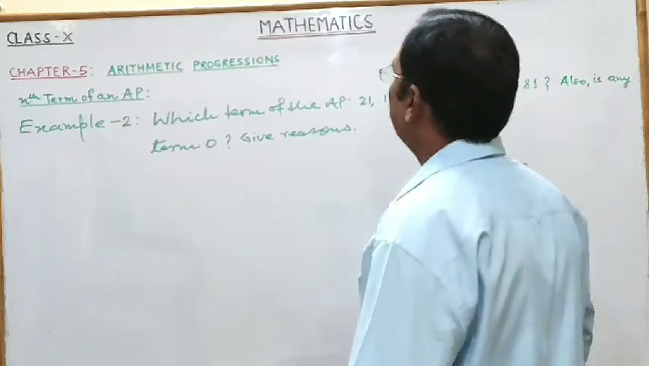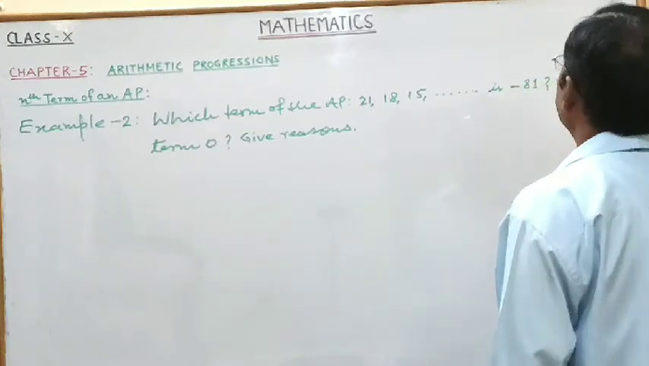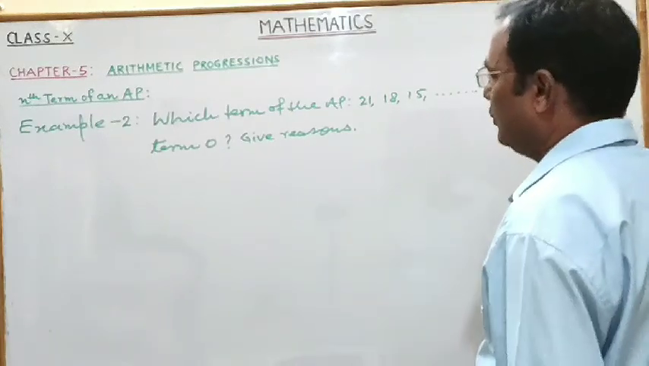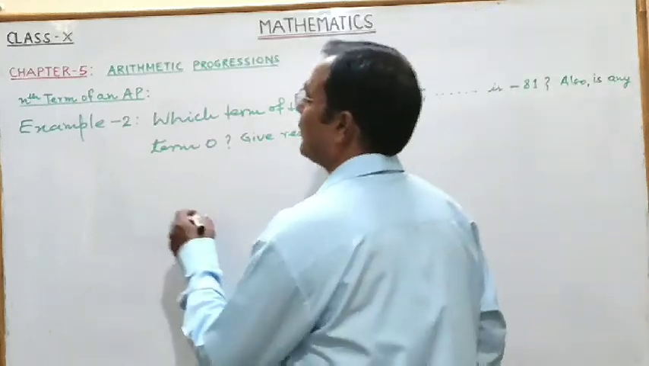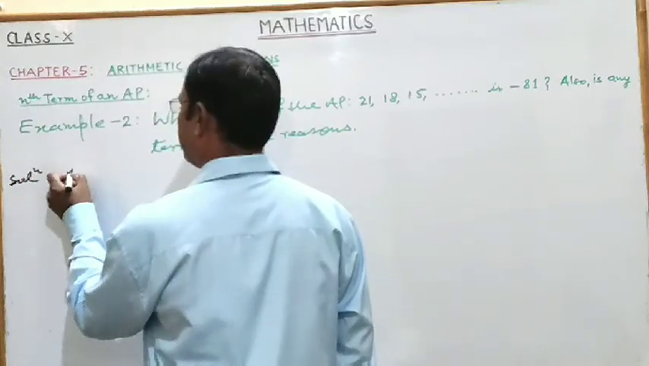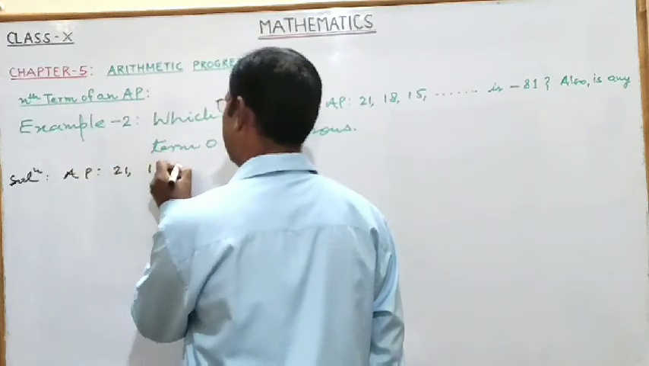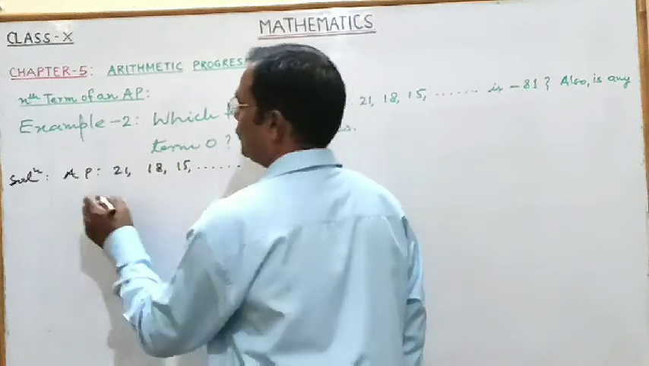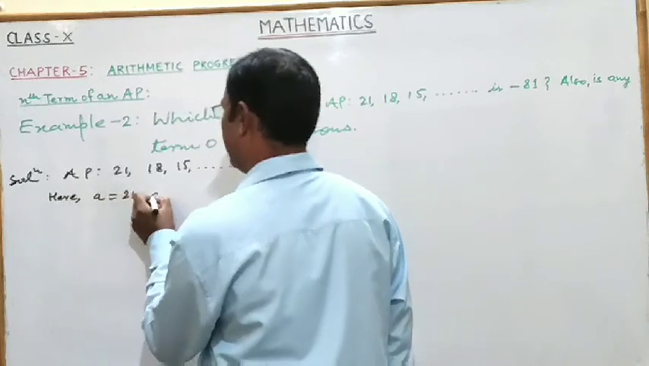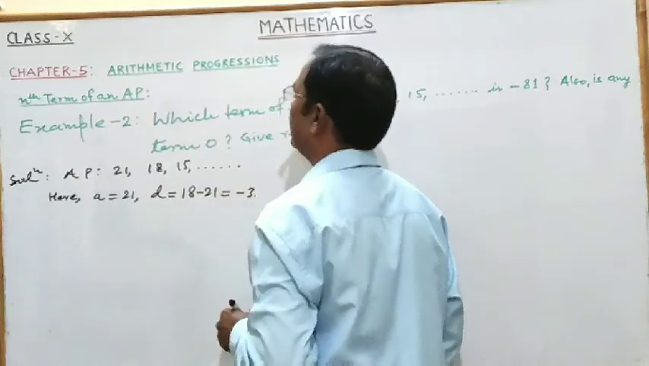Example 2. Which term of the AP 21, 18, 15 and so on is minus 81? Also, is any term 0? Give reasons. So, given AP is 21, 18, 15 and so on. Here in this AP, first term is 21 and common difference is 18 minus 21, minus 3.